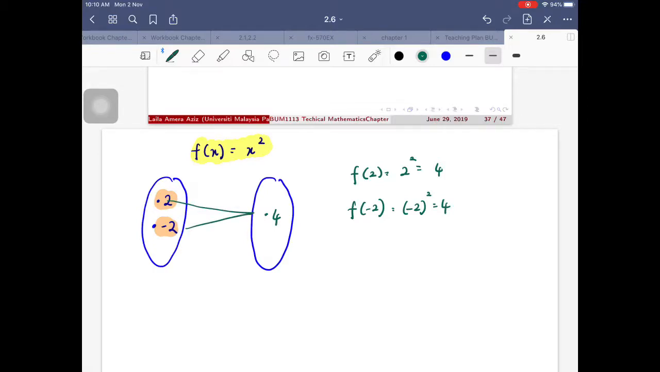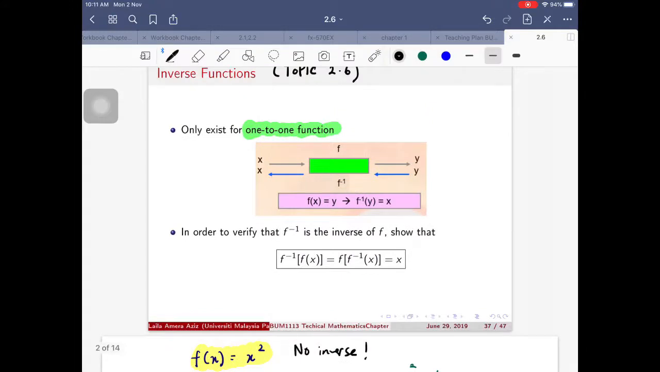So this relationship is not a one-to-one function. This is called a many-to-one function. When you have the case of many-to-one, does the inverse exist? No, the inverse does not exist. For the quadratic function f of x equal x squared, the inverse does not exist because this is a many-to-one function. It is not one-to-one. So basically, inverse is strictly only for one-to-one.